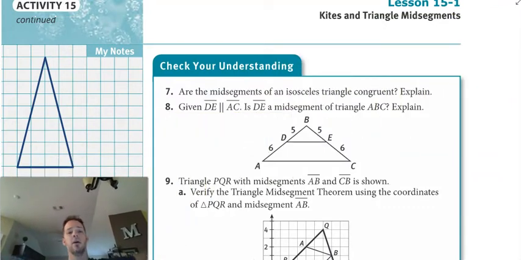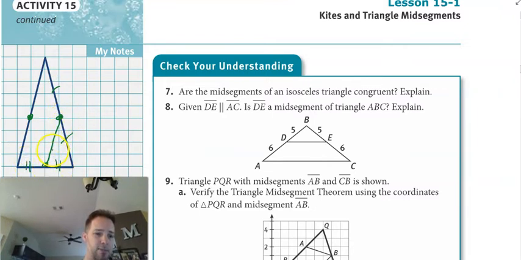Number 7 says, are the midsegments of an isosceles triangle congruent? Explain. Here I've drawn an isosceles triangle, and the midpoints here, here, and here. If I draw these and connect, this is a midpoint here. So this is a midpoint here.